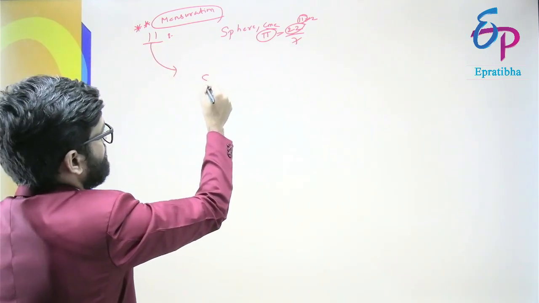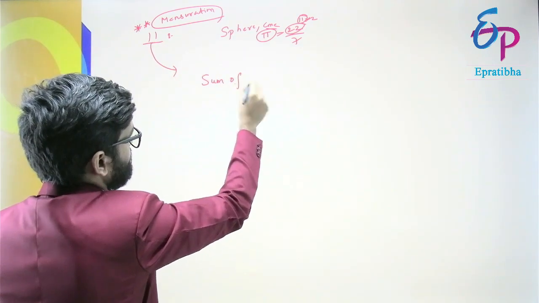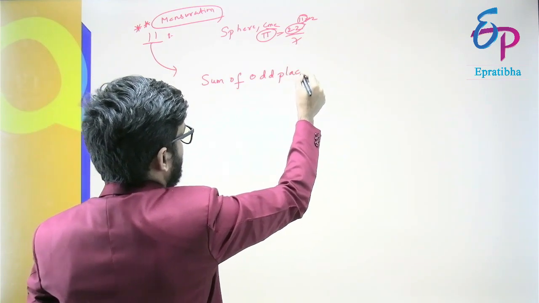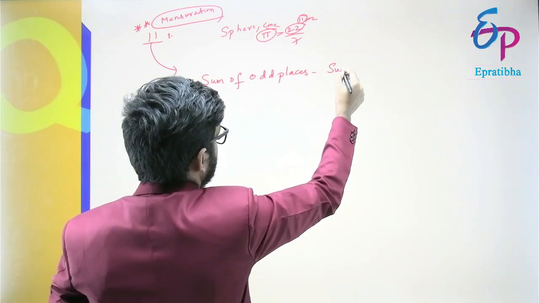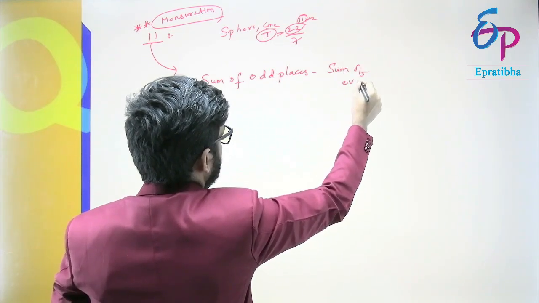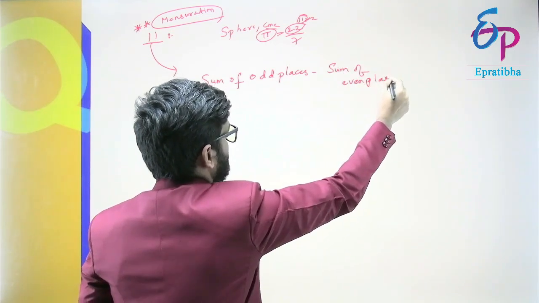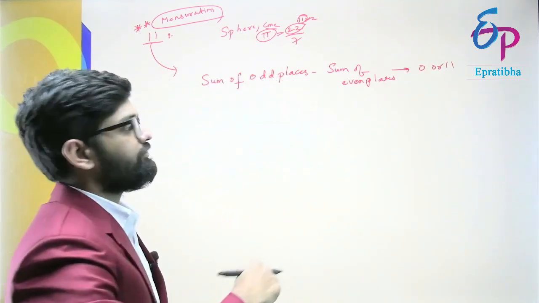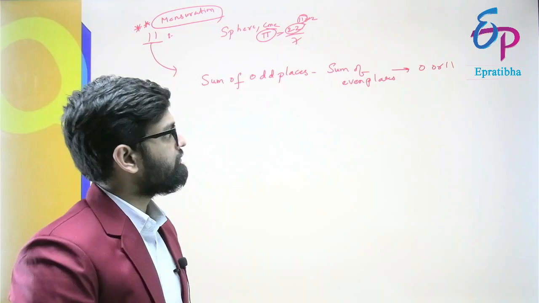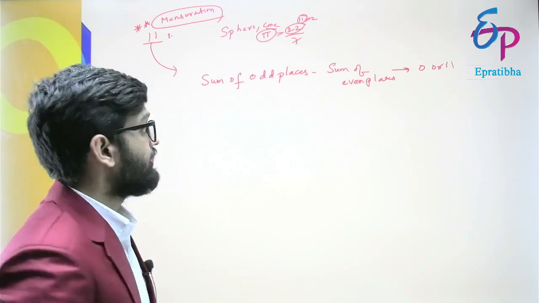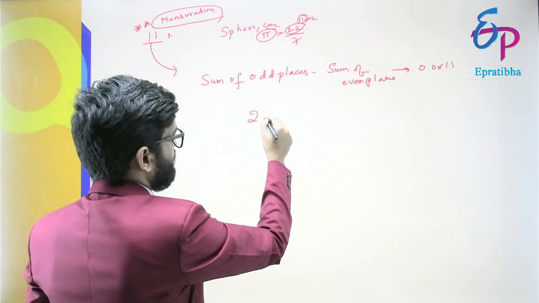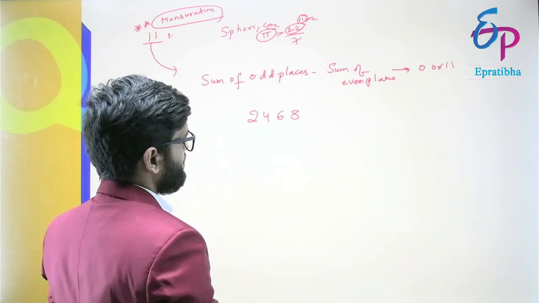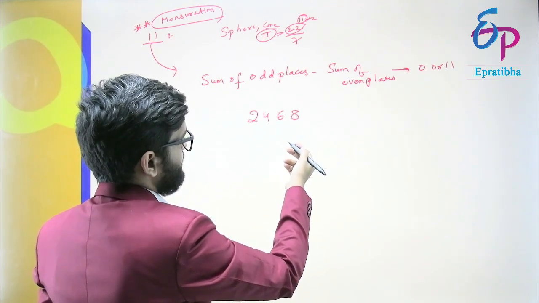Okay. Now how can you tell whether a number is divisible by 11? It is the sum of odd places minus the sum of even places, which should be 0 or 11. Now what is the meaning of the sum of odd places minus the sum of even places being 0 or 11? Now if you take 2, 4, 6, 8, how much are you getting? 2, 4, 6, 8.